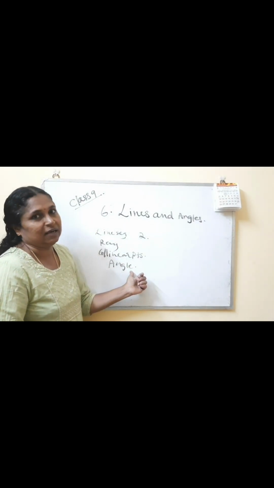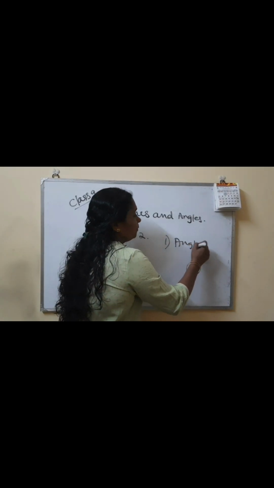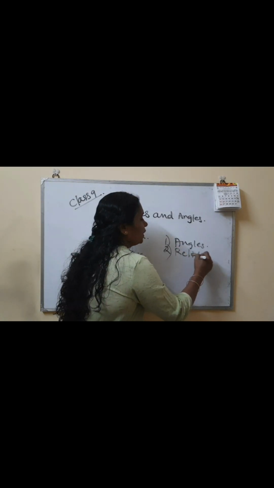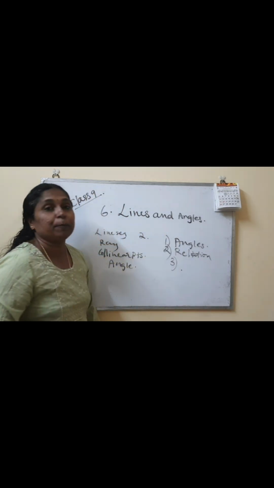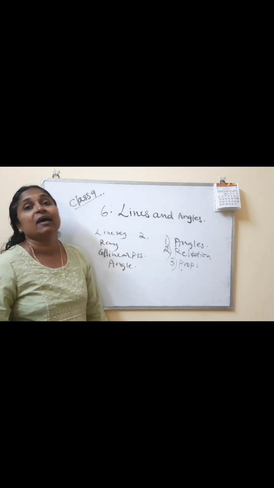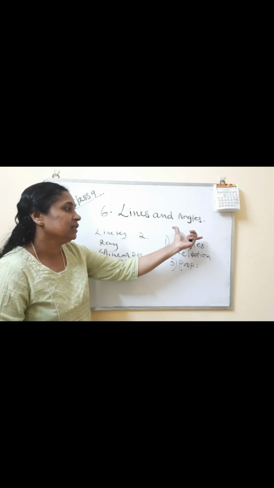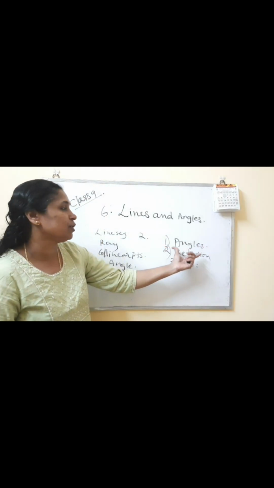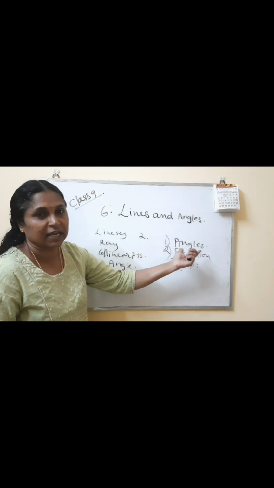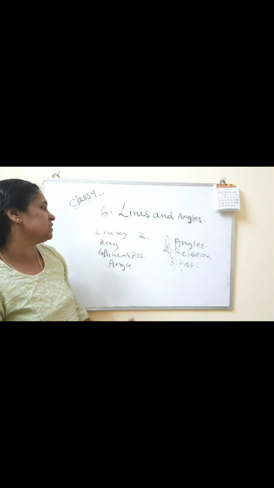Then what is an angle? In this chapter we are dealing with the different types of angles, then the relationship between these angles, then the third one is the properties of angles, when two parallel lines are cut by a transversal. Here we are dealing with these types of angles: angles, the relationship between the angles, and properties of angles when two parallel lines are cut by a transversal.